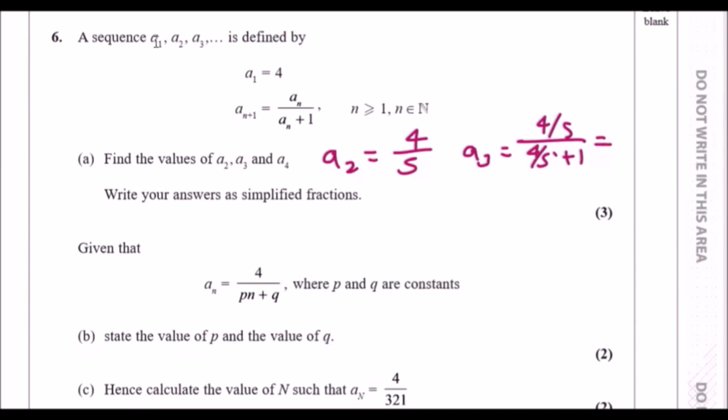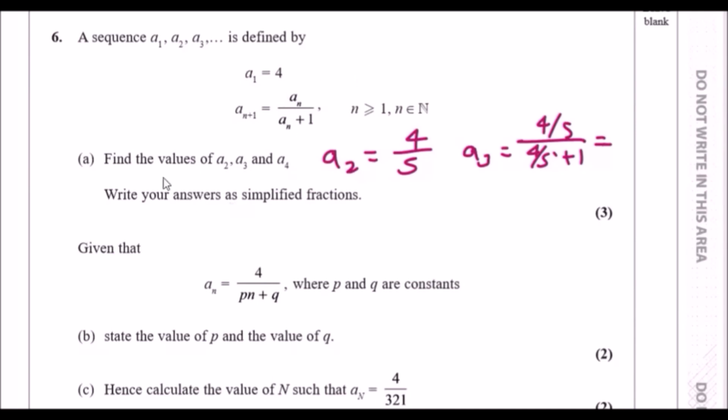So we got a sequence which is a1, a2, a3 defined by the given ones, where a1 is 4 and every next term after is defined as the previous term over the previous term plus 1. So when I say a(n+1) and a(n), this is simply the next term up after a(n). So to find a2, you plug in a1 results. To find a3, you plug in a2 results. To find a20, you plug in a19 results. So it's always the next term up.